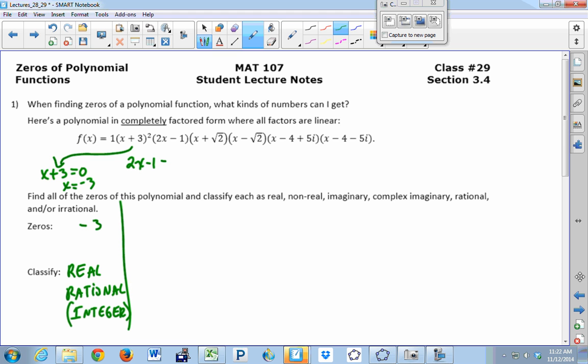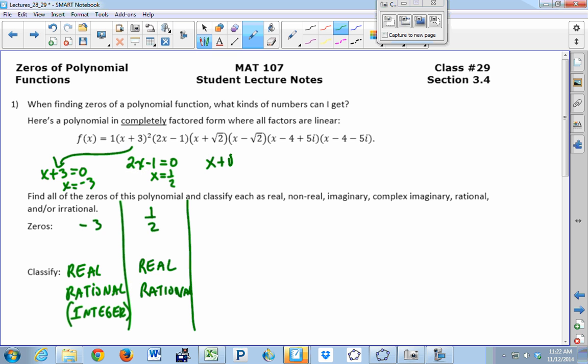Equals 0. Is that the one you're doing? And if you solve this for x, you get x equals 1/2. Okay, good. And real or non-real? Real. Rational or irrational? Rational. All right. Next one.